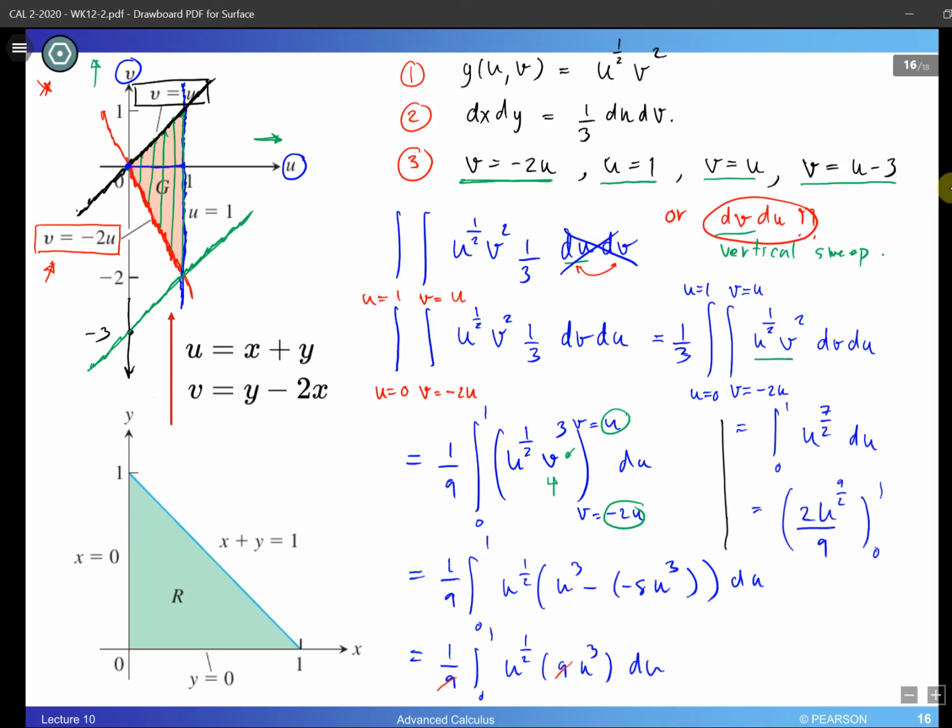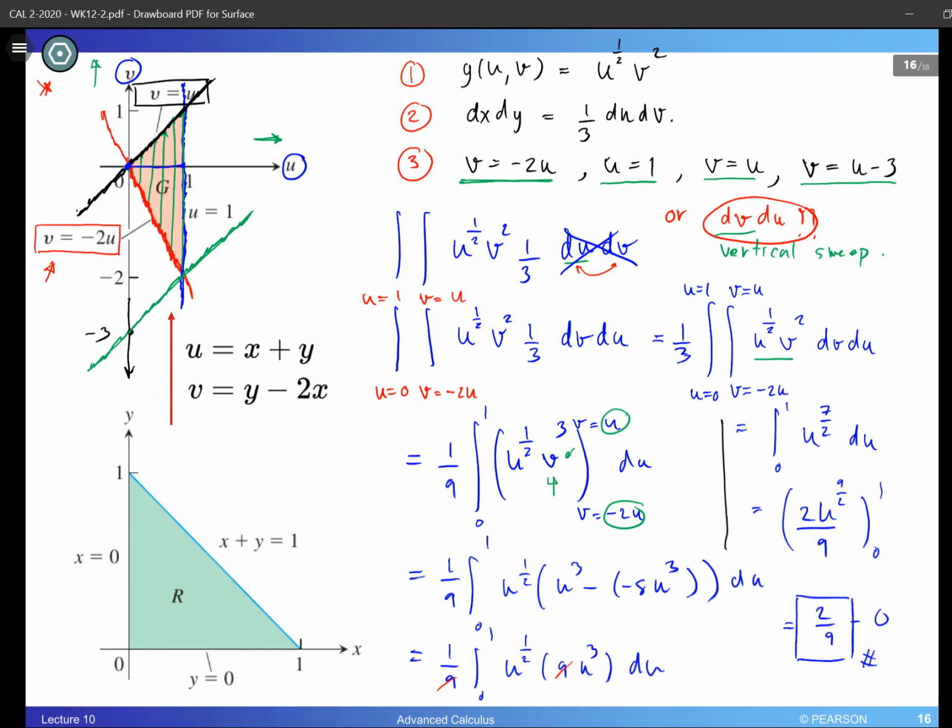Okay, so 1 goes in, this becomes 2 over 9, and 0 goes in, equal to 0. So in the end, we have this 2 over 9 as the answer for this example. Okay, so that is it. This one is a little bit different from example number 6 in the way that the boundaries are lines, not constants. But in the end, it's the same guideline, same process.